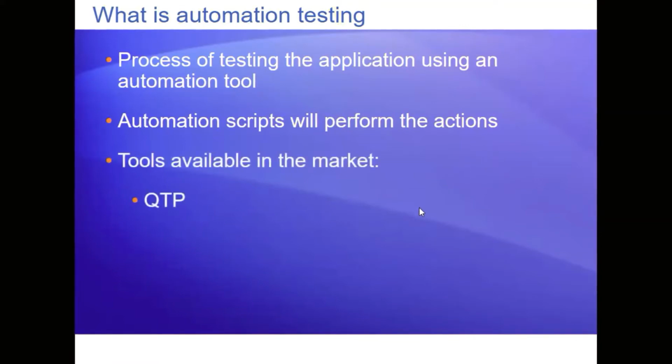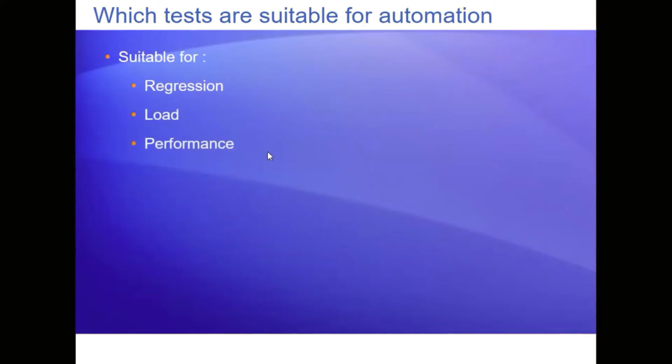Tools available in the market are QTP, Selenium, and RFT. So these are the tools. Selenium is open source, we'll discuss it later. Automation is suitable for regression testing, load testing, and performance testing. These two are under non-functional testing. Regression is under functional testing. So these are the three major suitable tests we perform with automation.